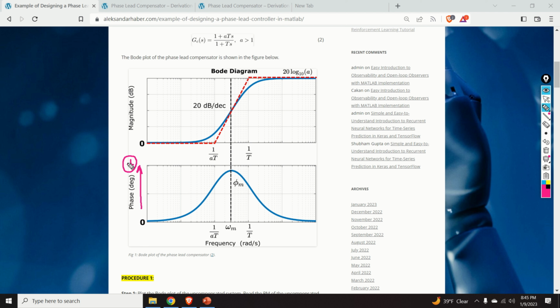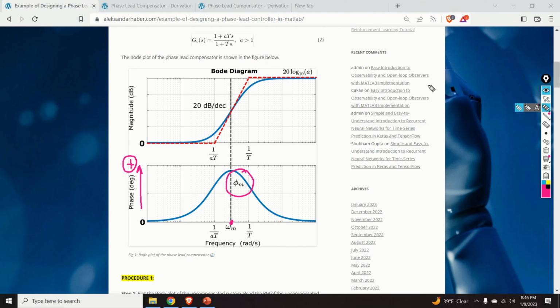The whole purpose of designing the phase lead compensator is to increase the phase margin. And the goal is to increase the phase margin near the gain crossover frequency of the open loop system. So we want to place this frequency over here, where our phase reaches the maximum value, near the gain crossover frequency of the open loop system. In that way, we increase the phase margin of the open loop system, and consequently, we reduce the damping of the closed loop system.